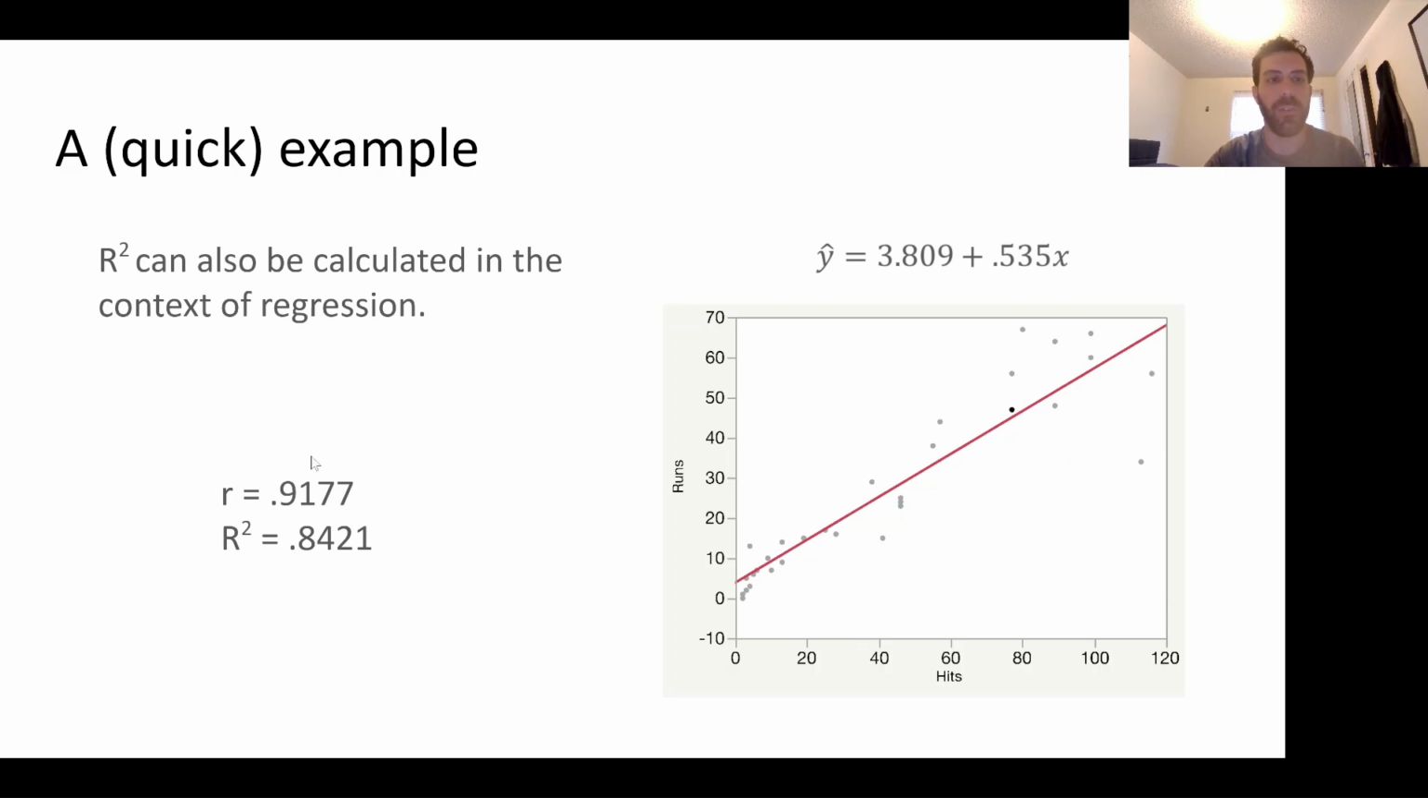So the correlation coefficient is interpreted exactly the way we would expect. It's positive. It's pretty close to 1, indicating a strong relationship. So if I want to get the coefficient of determination, I just square it. And if you do in a calculator 0.9177 squared, you will get 0.8421. So again, let's interpret that. What does that coefficient of determination, R squared, tell you about the relationship between hits and runs?